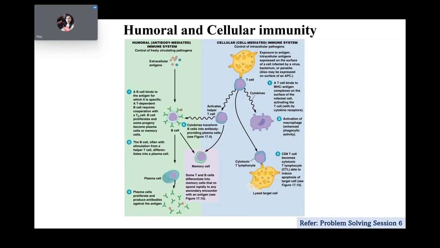So here what happens is, there is a free circulating pathogen in the system, and there's a B cell that binds to this antigen, and this B cell is specific to the antigen. And then there's a T dependent B cell cooperation with the TH cells. So TH cells are T helper cells, and T helper cells are these cells.